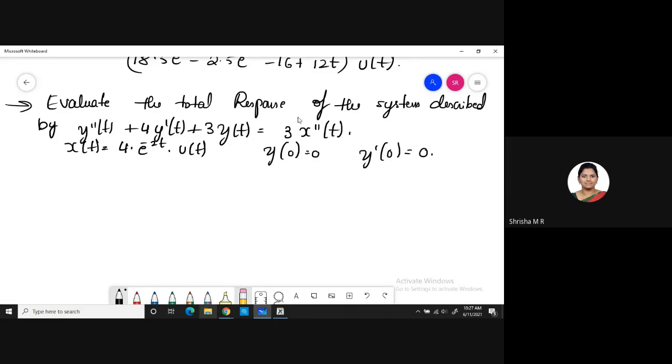Here they didn't directly give you x of t, they are giving you 3x double dash of t. So x of t is 4 into e power minus 2t into u of t, with initial conditions y of 0 is equal to 0, y dash of 0 is also equal to 0. What are the roots of the characteristic equation? You have s square plus 4s plus 3 equal to 0. The roots are s is equal to minus 1 and s is equal to minus 3. Ma'am, x of t is e power minus 2t? Yeah, 4 into e power minus 2t into u of t.